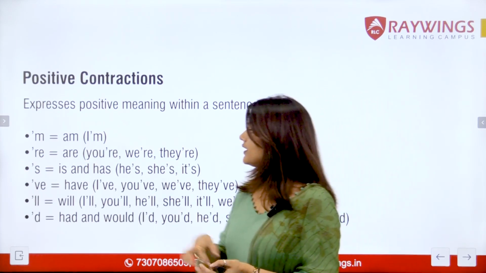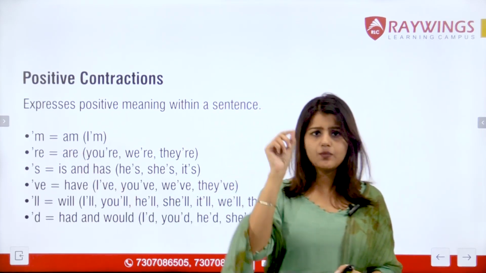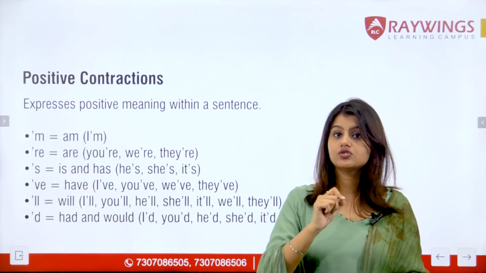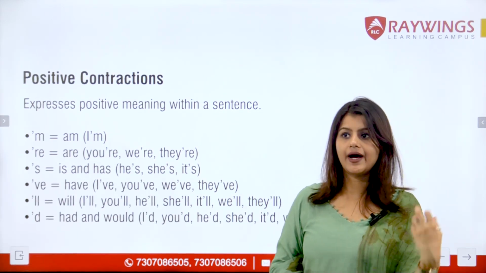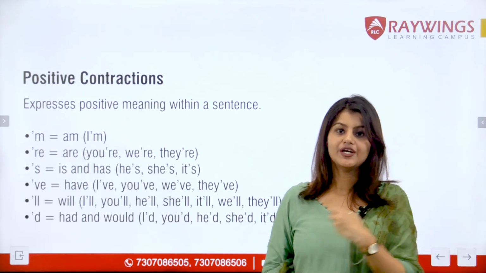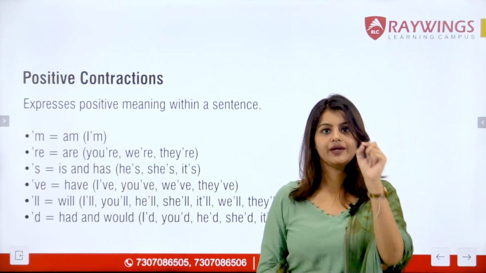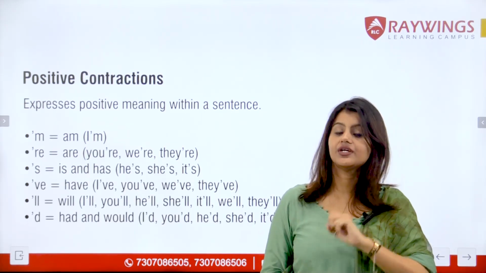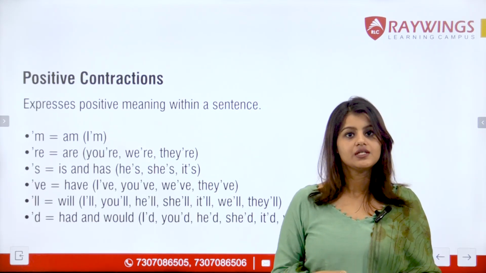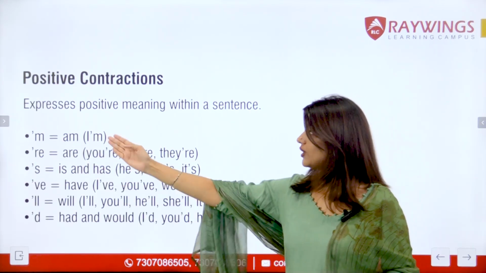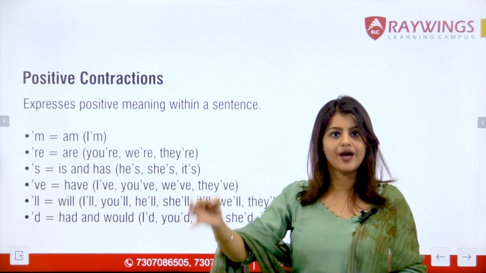Examples like I'm. What is apostrophe m? Apostrophe m stands for am. Like we used to write I am good at dancing, right? So instead of writing I am, I space a m, we can use a contraction that is I apostrophe m. It means the same thing. Okay? So you can use I'm, which is a contraction of I am.